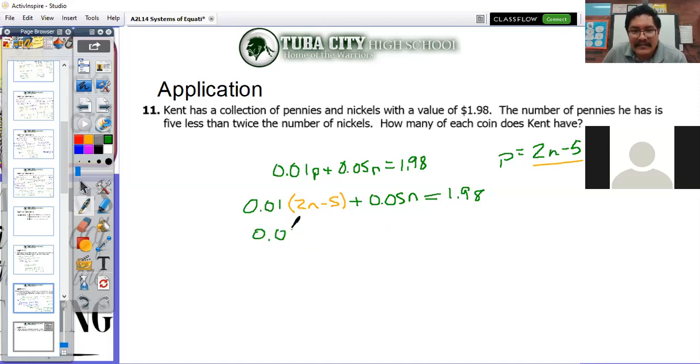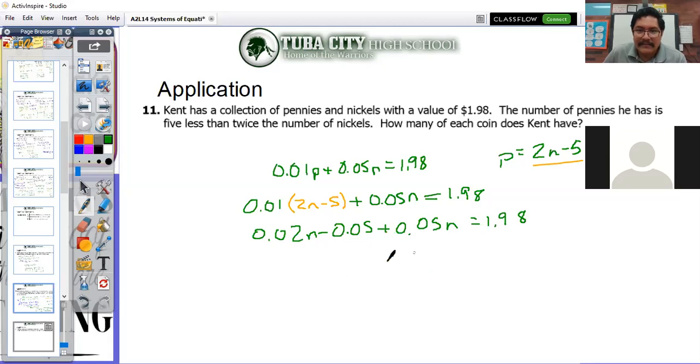But let's see if this is going to be a little bit easier. Multiplying this is going to be pretty easy. 5 times 0.01, and plus 0.05 N equals $1.98. All right, so I just distribute that, which again is pretty easy. You just put a 0.0 in front of both of those. And let's go ahead and put them together.